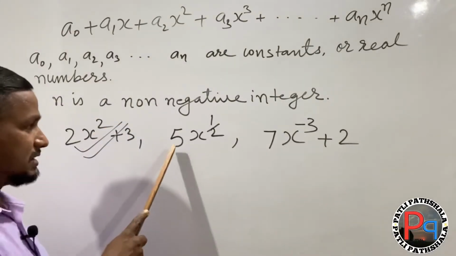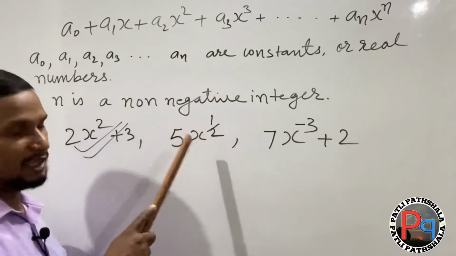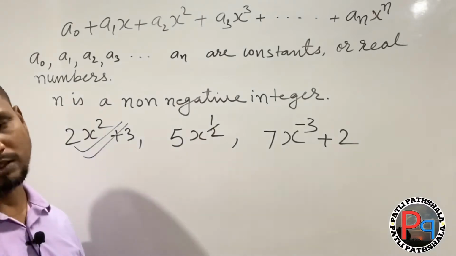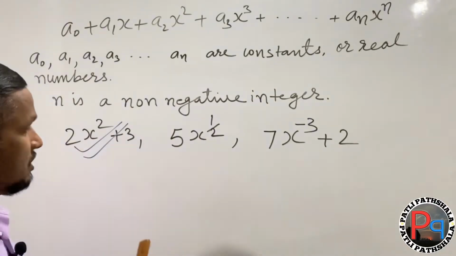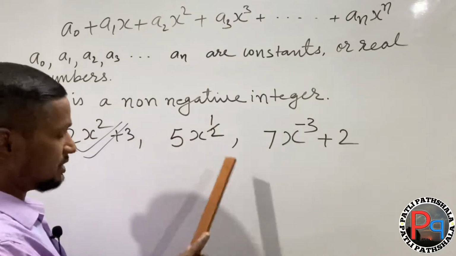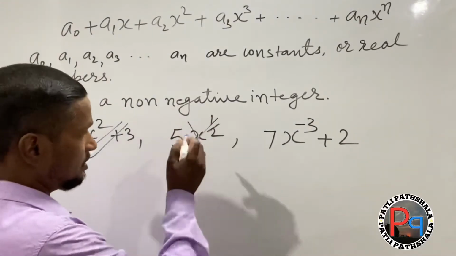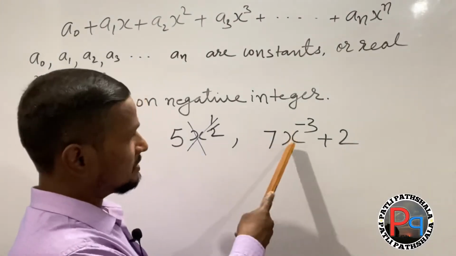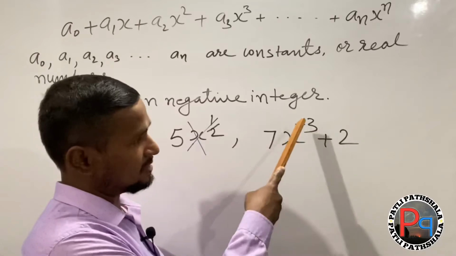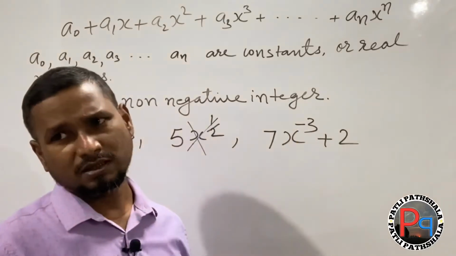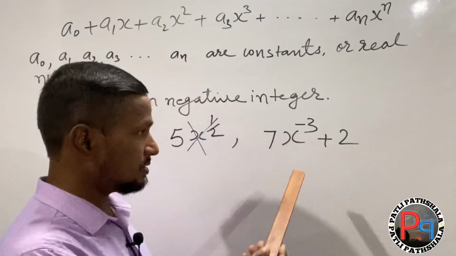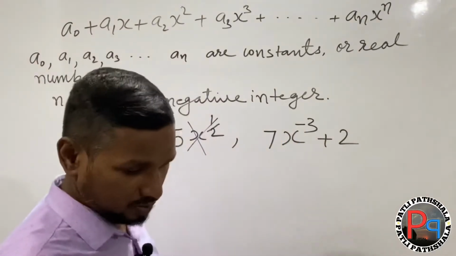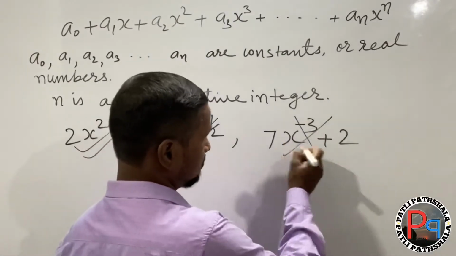Similarly, if we see the expression 5x to the power 1 by 2, clearly the power of variable is 1 by 2, which is a fraction. Therefore this algebraic expression is not a polynomial. Similarly in the third expression, clearly the power of variable is minus 3. 3 is an integer, but it is a negative integer. Therefore this is not a polynomial.